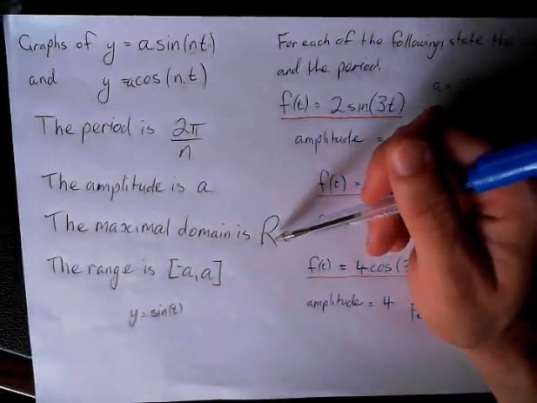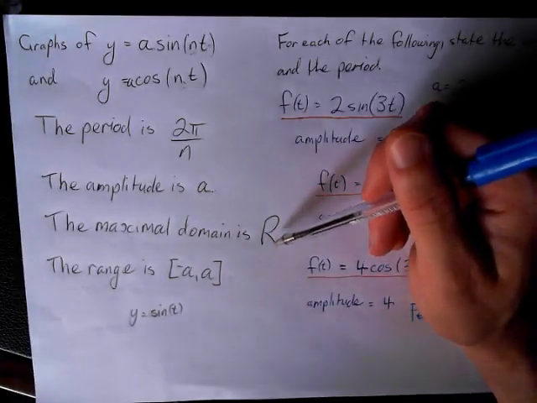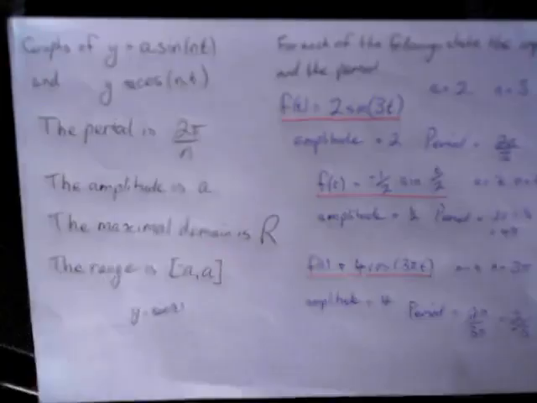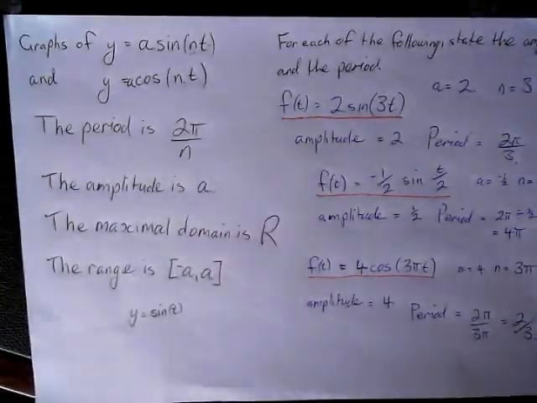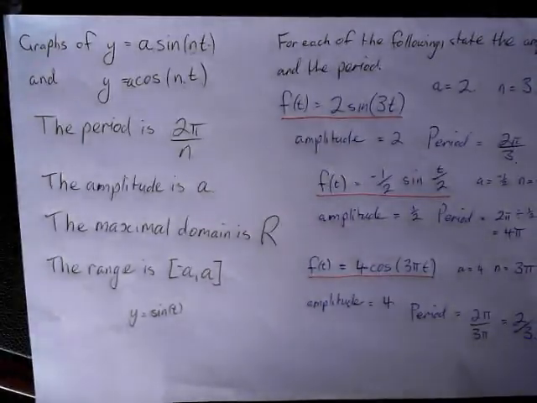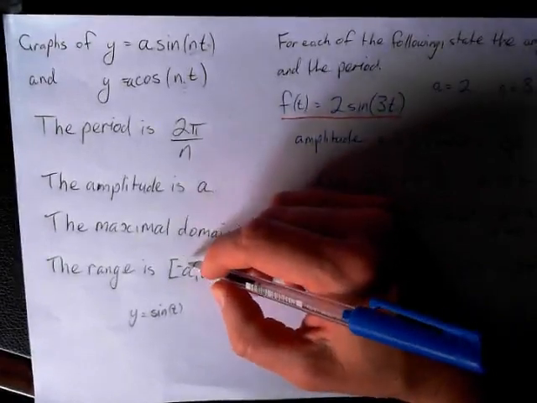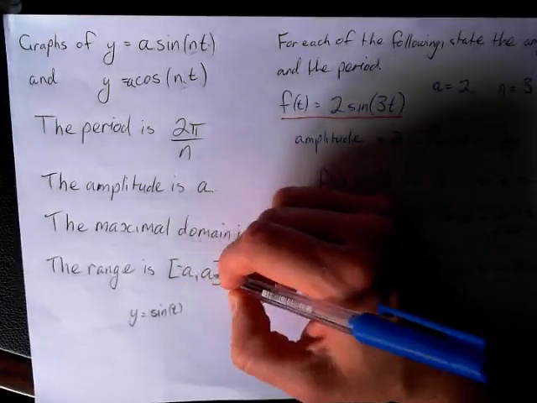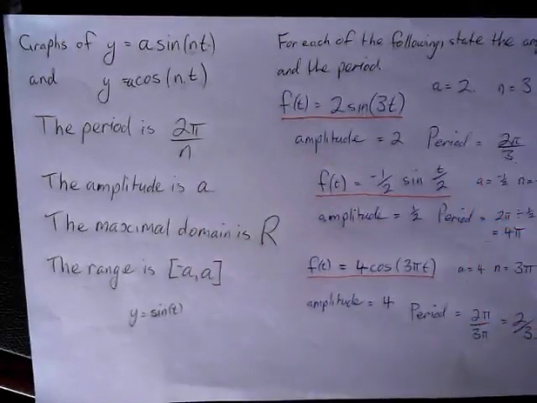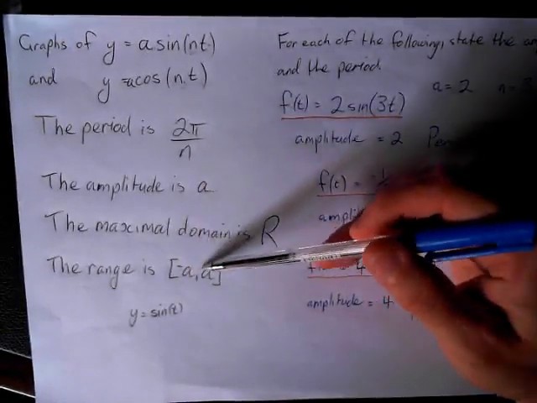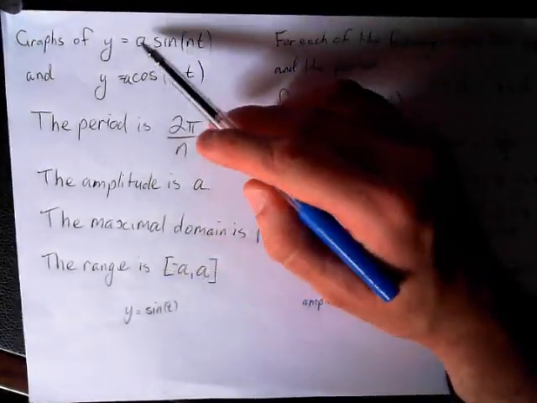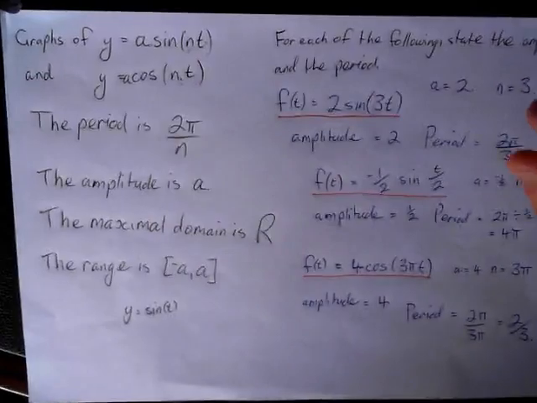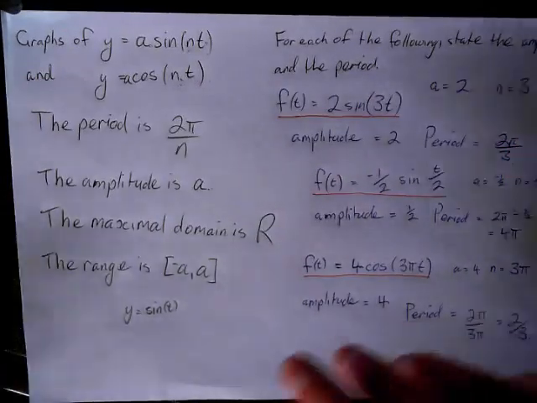The maximal domain is R. It says that in your book because these graphs can go on forever in the positive and the negative direction unless you actually restrict the domain. And some of the questions we do actually restrict the domain. And the range of these trig functions is negative a to positive a. It's got to do with whatever the amplitude is. So if it's just the unit circle, it's -1 to +1. But if there's a coefficient here, then the range is actually multiplied. 1 is multiplied by this coefficient. So there you have it.